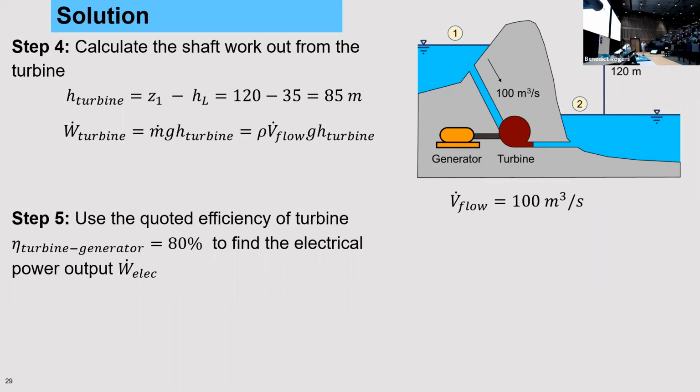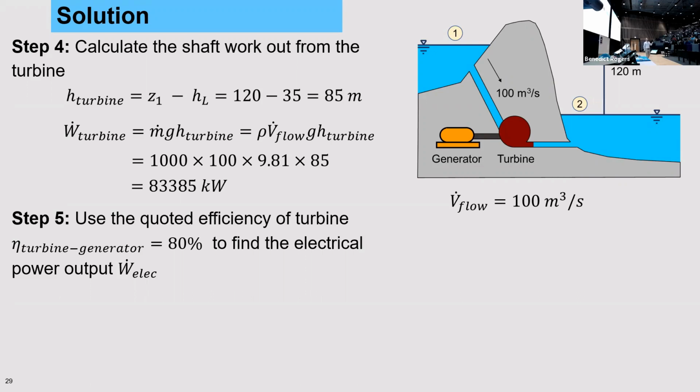So therefore, the shaft work out of our system must be equal to the mass flow rate times g times the turbine head. Well, in the two or three pages ago, we worked out that our mass flow rate must be equal to the density times the volumetric flow rate. So now we just substitute in all of our terms. So the density is 1,000, the volumetric flow rate is 100 meters cubed. Gravity is 9.81 and the turbine head is 85. So we end up with 83,000 kilowatts.